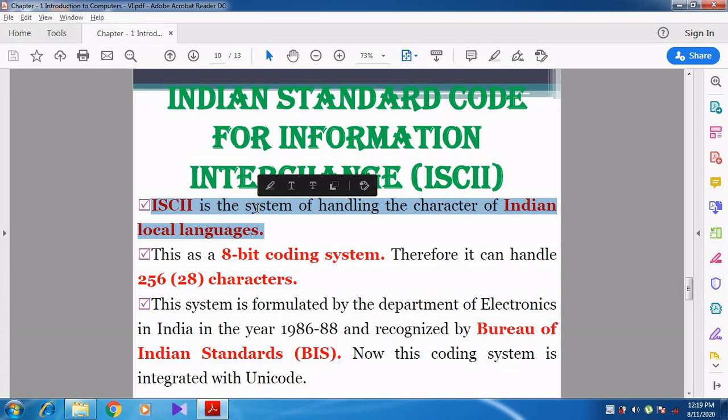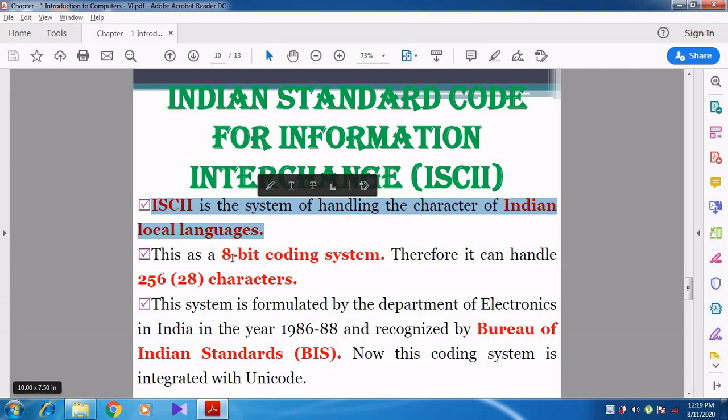Local languages means such as Gujarati and Oriya. Like that we can say several languages: Tamil, Malayalam, Telugu, Kannada, right, Bengali, Assamese. So for these particular languages we have developed the ISCII, that is Indian Standard Code for Information Interchange.